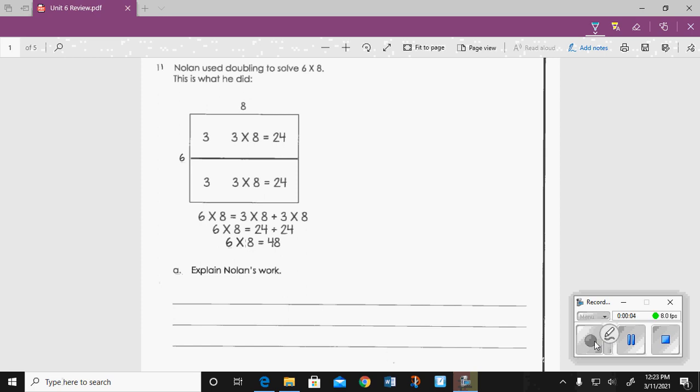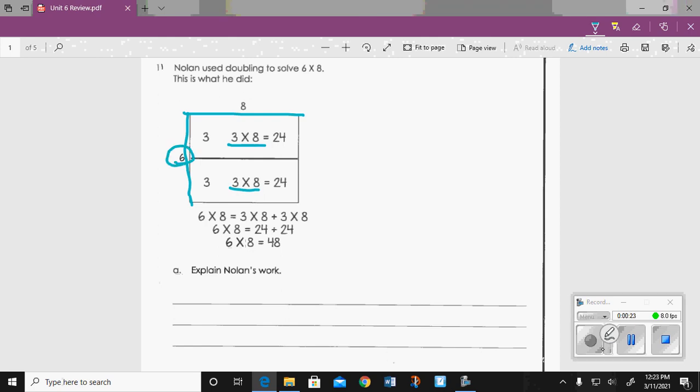Okay, boys and girls, we're going to start Unit 6 review. Number 1, Nolan used doubling to solve 6 times 8. This is what he did. If you notice, we have 6 here, 8 here, and he used doubling. This is 3 times 8, 3 times 8. He broke apart the 6.